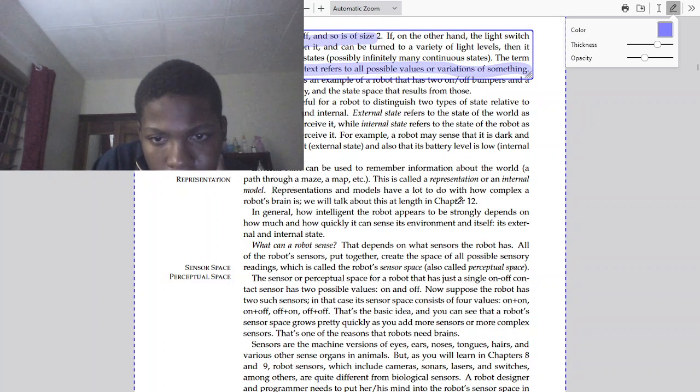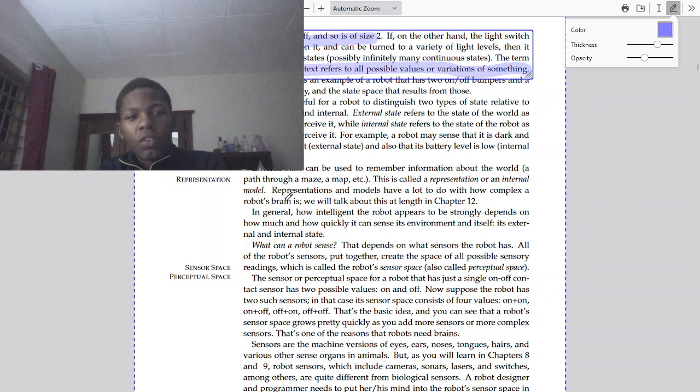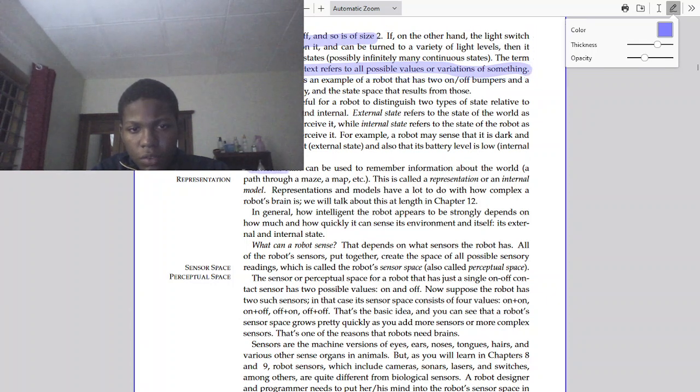It's called a representation, or an internal model. Representations and models have a lot to do with how complex a robot's brain is. We'll talk about this at length in chapter 12. Alright, so internal state can be used to remember information.